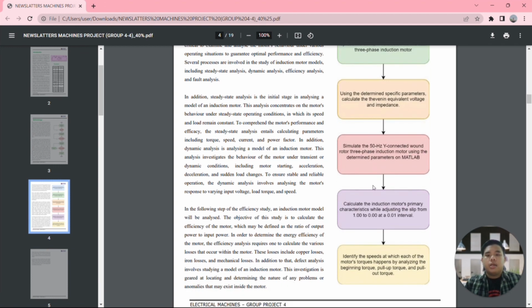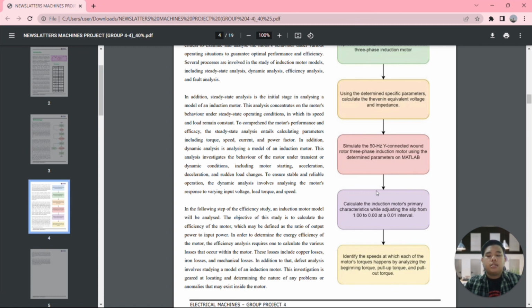Okay. In addition, induction motor models begin with steady state analysis. This examination examines the motor's steady state characteristics under constant speed and load. The steady state analysis calculates torque, speed, current and power factor to assess motor performance.